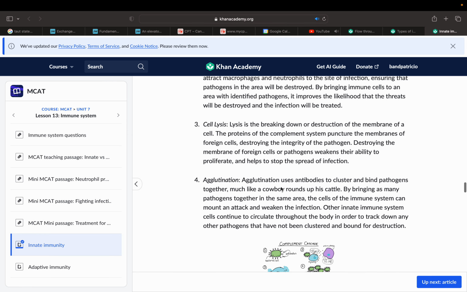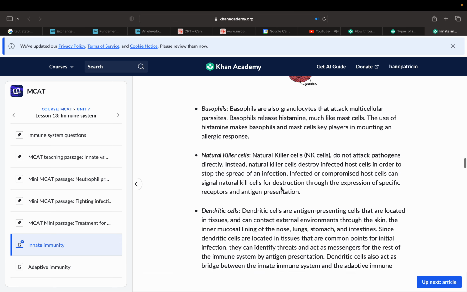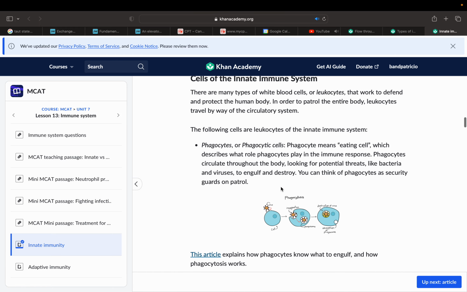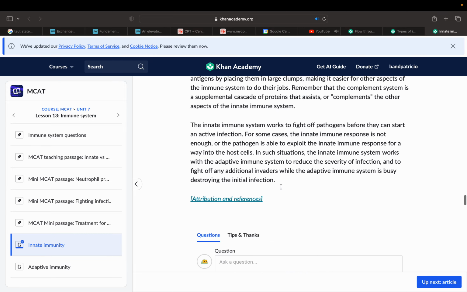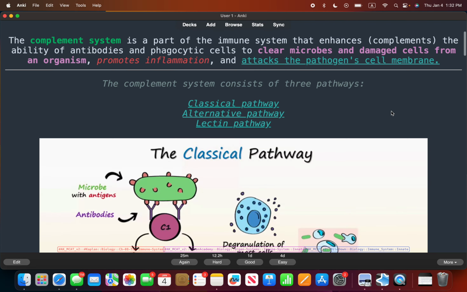Okay, we have these terminologies for the complement system and the innate immune system. So we will come back to it if it's not mentioned here in the flashcards.